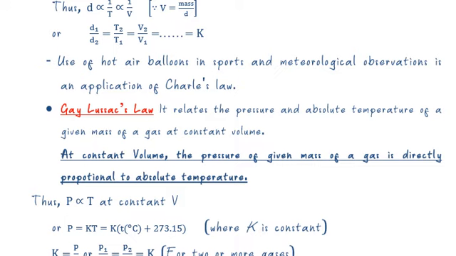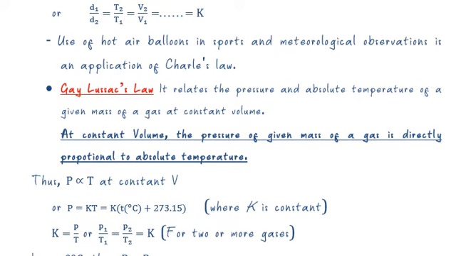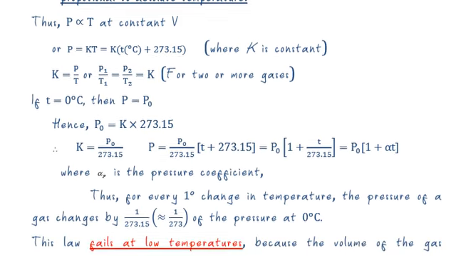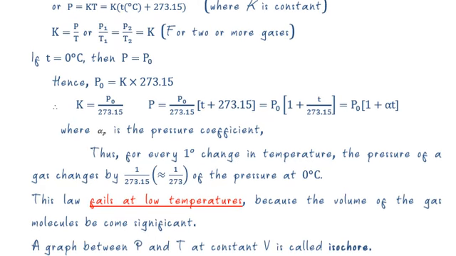So P = KT, that is, degrees Celsius plus 273.15 Kelvin, where K is a constant. So K = P/T, or P1/T1 = P2/T2 = K. If T is equal to 0 degrees Celsius, then P is equal to P0, hence P0 = K × 273.15, K = P0/273.15. P = P0/273.15 × (T + 273.15) = P0(1 + T/273.15) = P0(1 + αT), where alpha is the pressure coefficient.